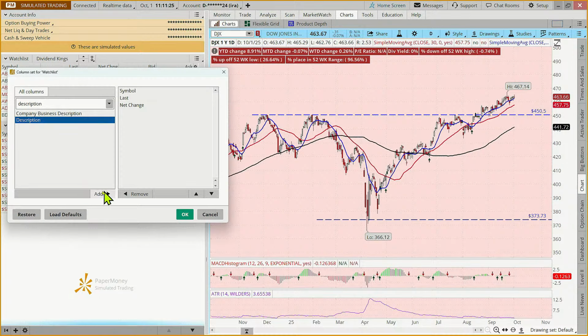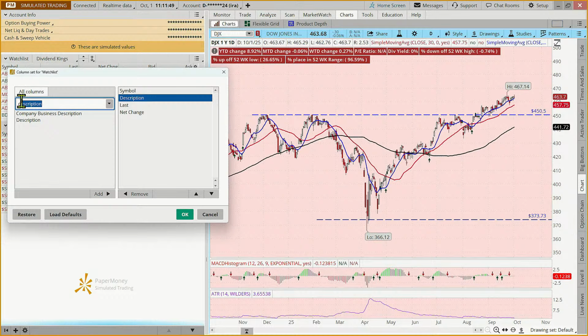So I want to add that. And I want that to be, oops, I didn't mean to take it away. Okay, so we've added it. Description, add. Okay, description, add. And then I want it to be up closer to the top.